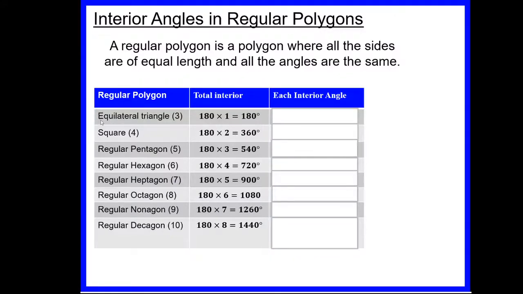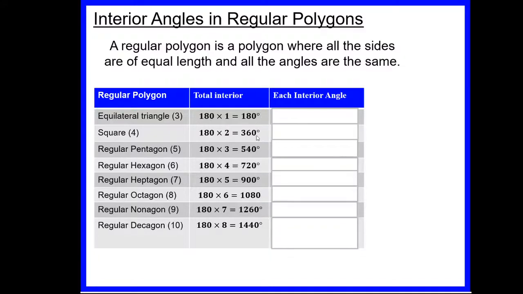Now you notice the only thing that's changed over here is our names. So for a three-sided shape, a triangle, if all the sides are equal, we call it an equilateral triangle. Our quadrilateral, if all the sides are equal, becomes a square. And we've gained the word regular in front of all of the other shapes to tell us that those sides are the same. So when you're doing questions, look out for that word regular in front of the shape name to tell you that all the sides and angles are the same.